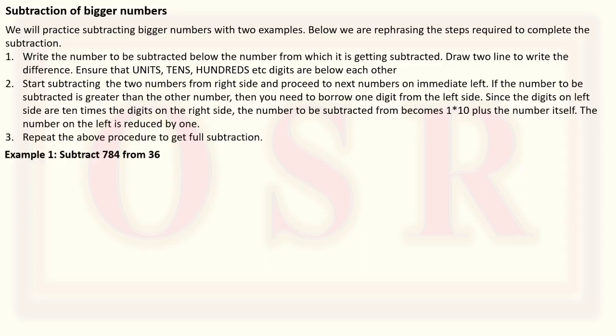Now example 1: subtract 4678 from 3678. So we look at the units place. 8 minus 4 is 4. 7 minus 8, we have to borrow 1. It goes to the other side. So 6 becomes 5 and 1 becomes 10 plus 7, 17. 17 minus 8 we have to do here, which is 9.